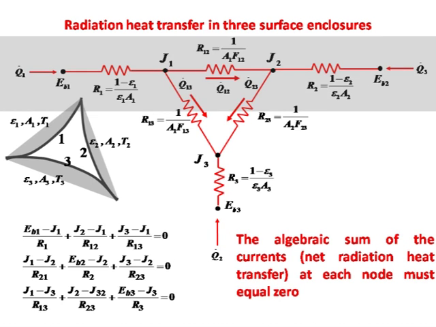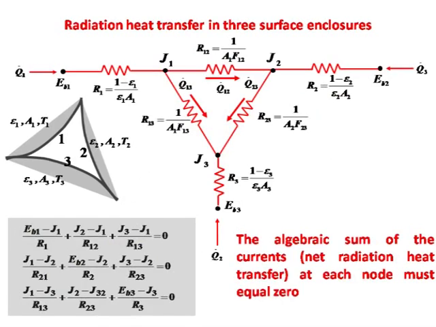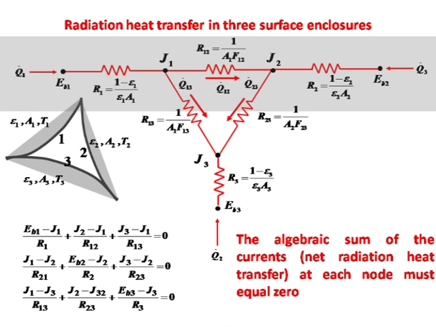So (Eb1 minus J1) upon R1. Current has to flow in this direction, which is the assumed direction. It may be wrong, and if it is wrong, it will come out negative, so I don't have to worry about that. I think we have done this in electrical circuits, so I don't need to harp on this again. So (Eb1 minus J1) upon R1, plus (J2 minus J1) upon R12, because current again has to go towards the node J1, plus (J3 minus J1) upon R13, equals 0.